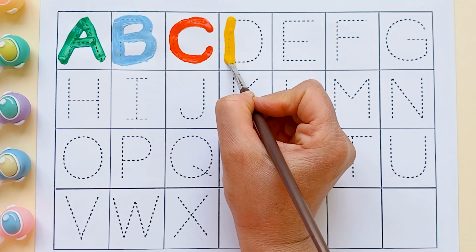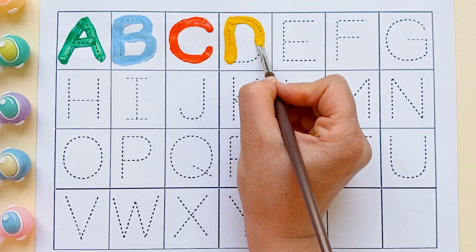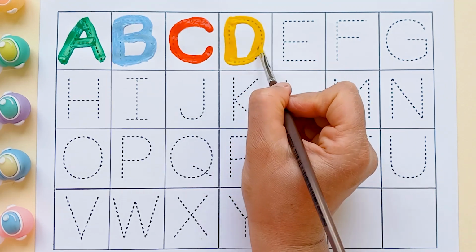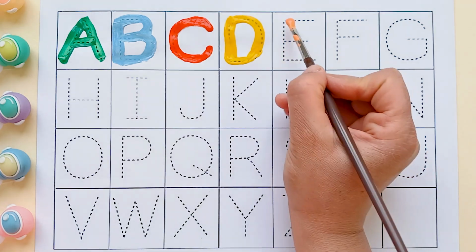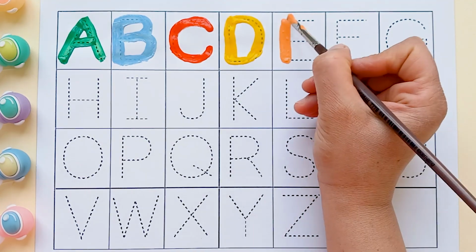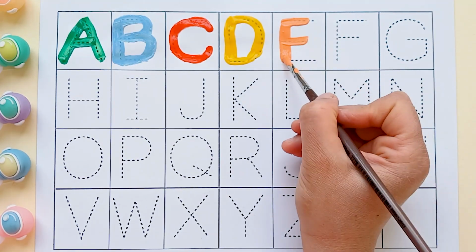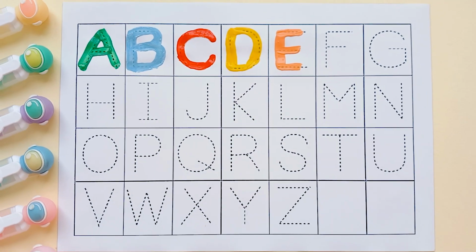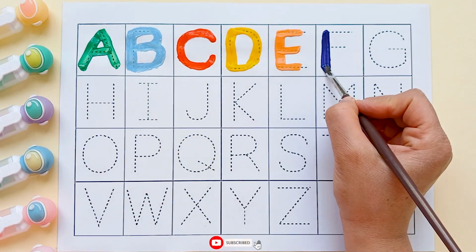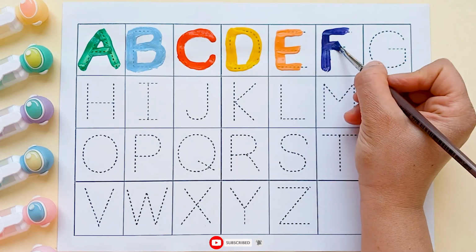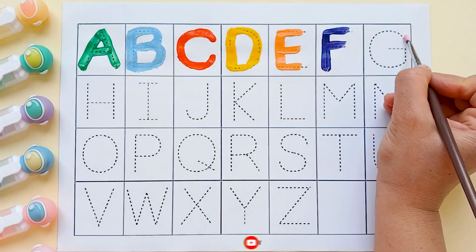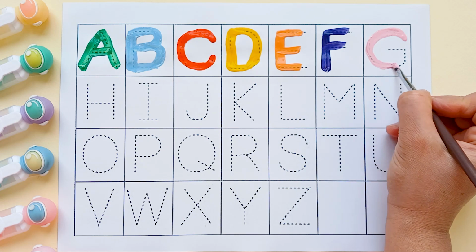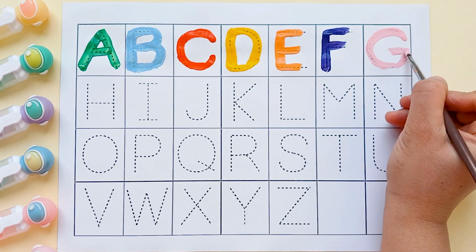Yellow color. D for dog. Skin color. E for elephant. Dark blue color. F for fish. Pink color. G for goat.